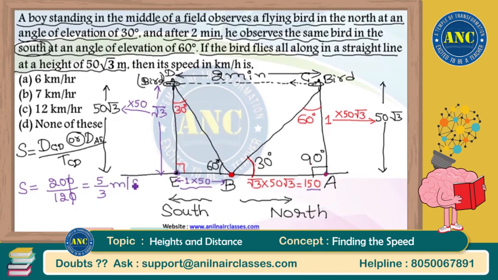But I don't want it in meters per second. I want it in kilometers per hour. 5 by 3 multiplied by 18 by 5. This becomes, 5 will cancel out. 18 by 3 is 6 kilometers per hour, which should be my final answer. These are all extremely easy provided you have listened to all my previous problems and understood the concept behind solving a heights and distance question. I hope the idea is super clear for you people, sir.